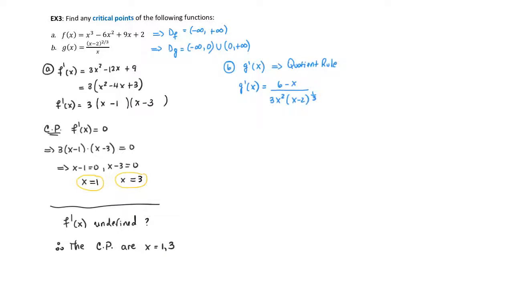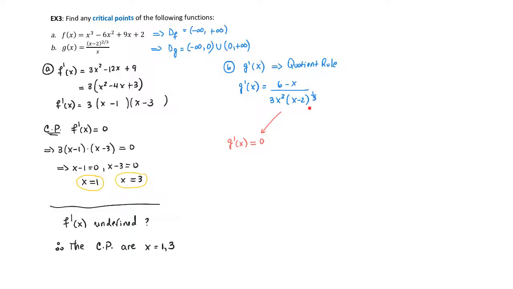That becomes our derivative. So now we need to figure out when this derivative will be equal to 0, and then later on, when that derivative will be undefined. So let's do the first one first. Number one, when will g prime of x equal 0, if at all?